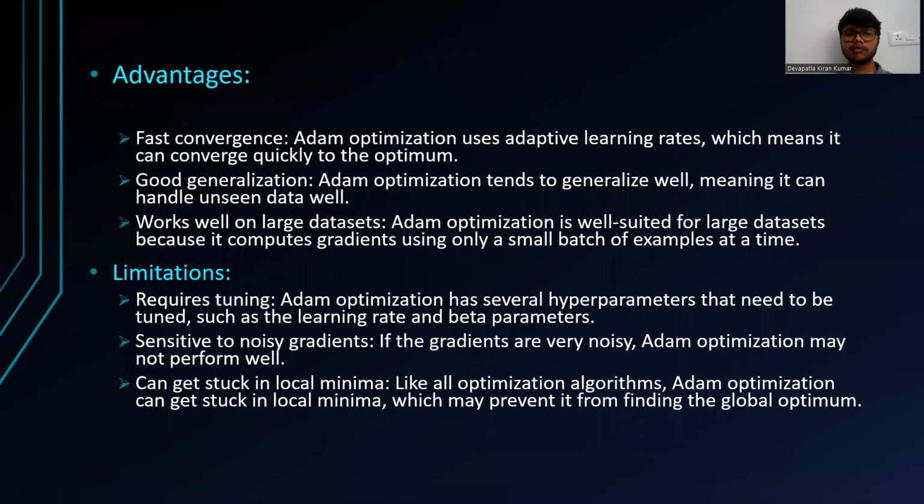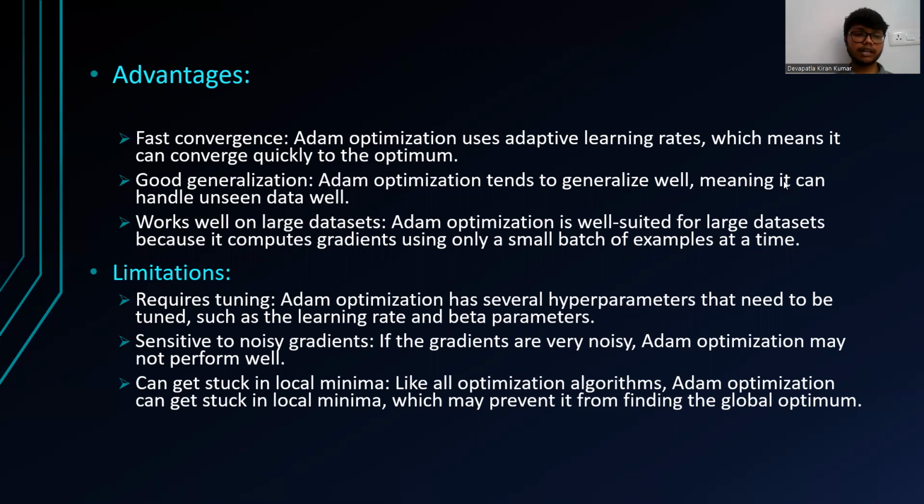There are advantages of Adam optimization. The algorithm has fast convergence, which means it uses an adaptive learning rate, so it can converge quickly to the optimum. Adam optimization tends to generalize well, meaning it can handle unseen data well. It works on large datasets and computes gradients using a small batch of examples at a time.